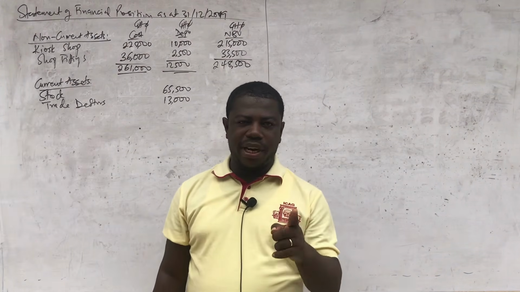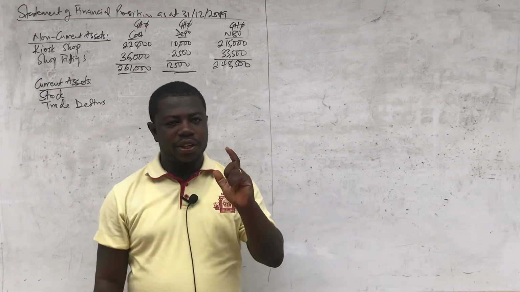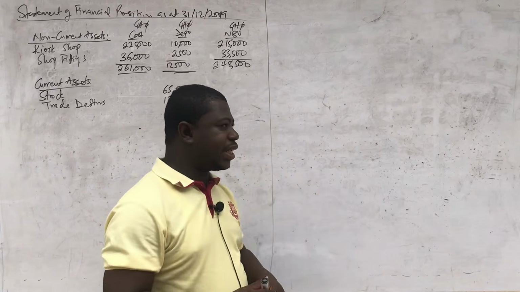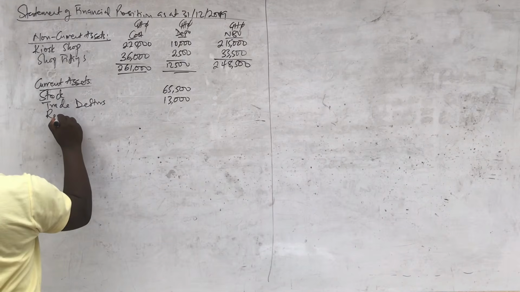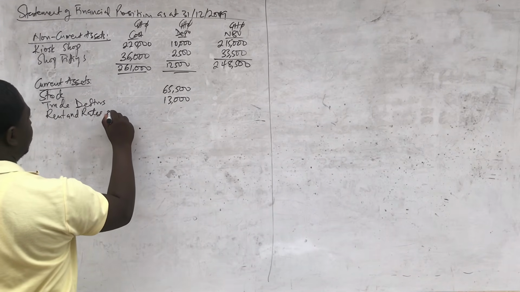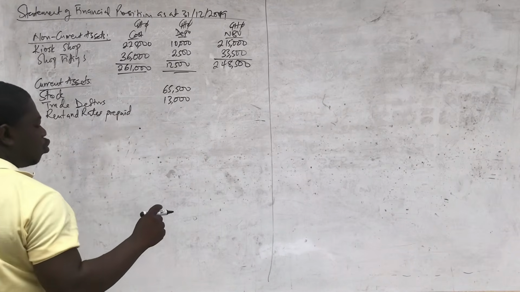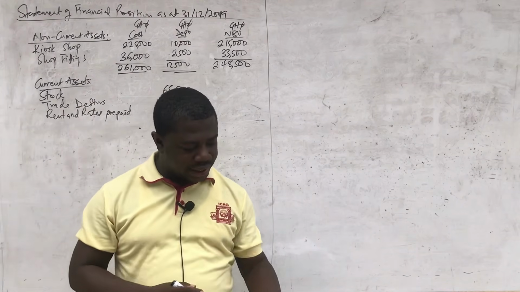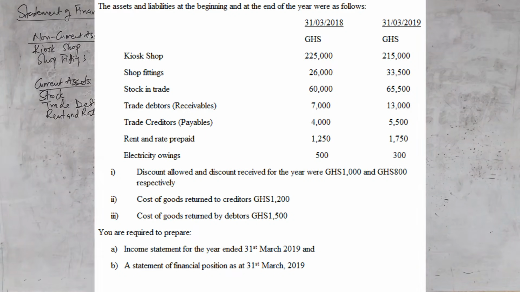And let us remember that there was rent and rates prepaid. I told you that the expense prepaid is an asset. So rent and rates prepaid will come as a current asset. And that too, we are going to use the closing balance. So the closing balance for rent and rates prepaid is 1,750.